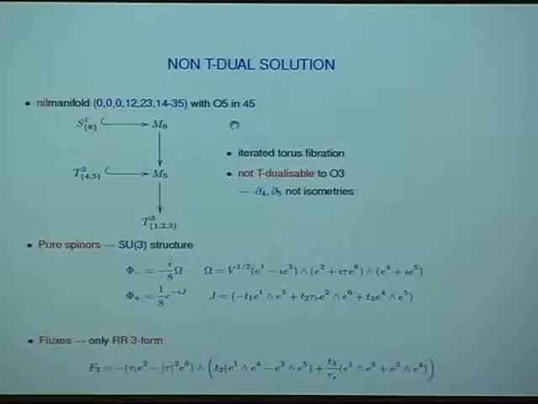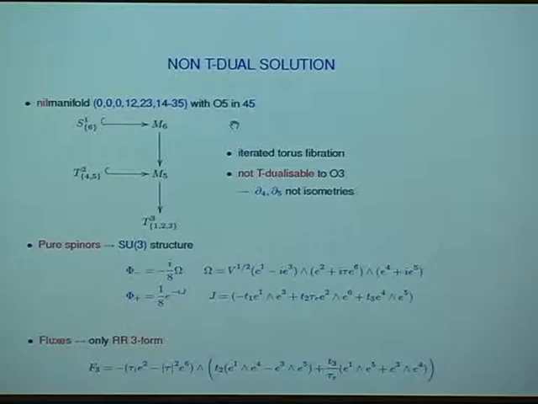Just to give an example, I show you the only new solution we found for the Nil manifolds. This is the algebra associated to the Nil manifold, and we put an orientifold in the 4-5 directions. This is the structure of the Nil manifold, where you see the iterated fibrations, torus fibrations I mentioned before. And for this fibration structure, you can also see why this is not T-dualizable back to an O3 solution, because in order to get the O3, we should do T-duality in 4 and 5, but 4 and 5 are not isometries of our manifold.